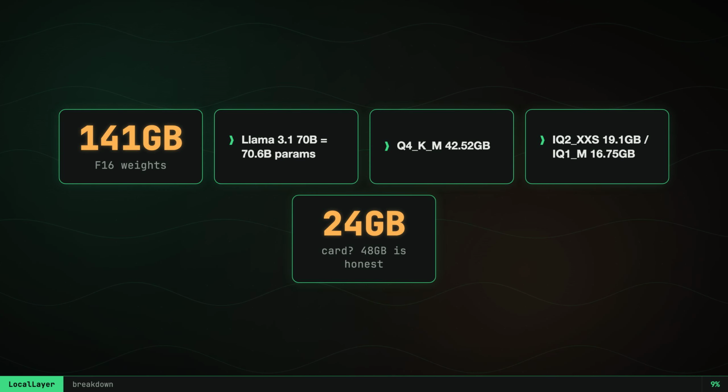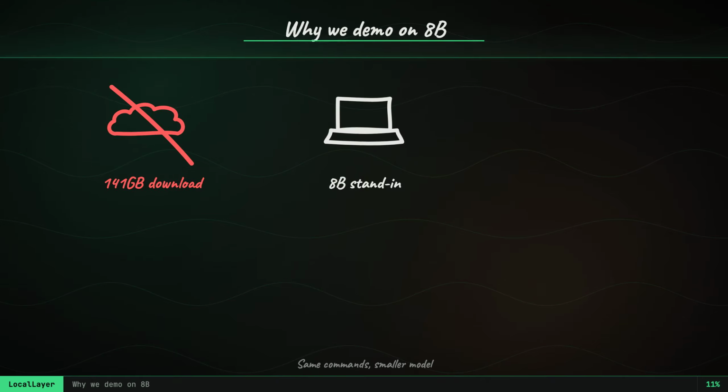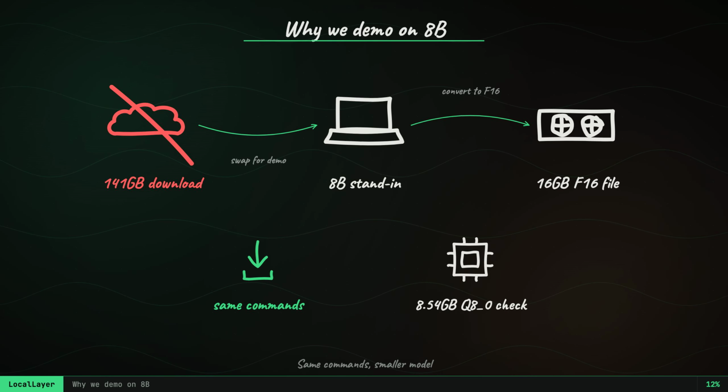Running the whole pipeline live at 70B scale isn't realistic. Downloading the 141 gig checkpoint and writing another 141 gig F16 intermediate file needs over 300 gig of free disk before you type a single quantize command. So I'm demoing on Llama 3.1 8B instruct instead.